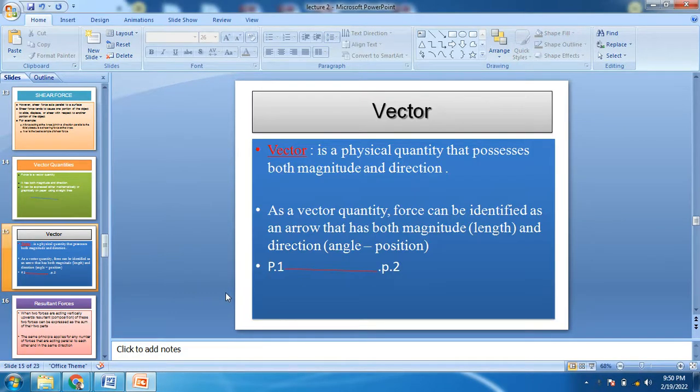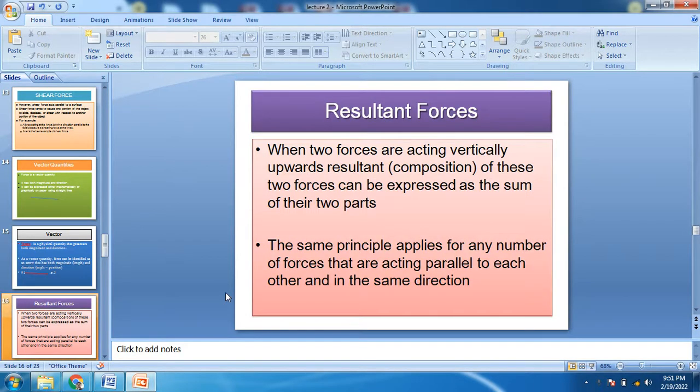Vector is a physical quantity that possesses both magnitude and direction. As a vector quantity, force can be identified as an arrow that has both magnitude, length, and direction. Point 1 and point 2 show its vector and magnitude quantities.